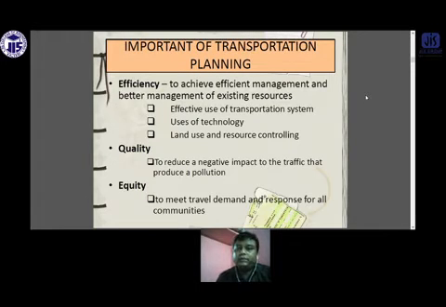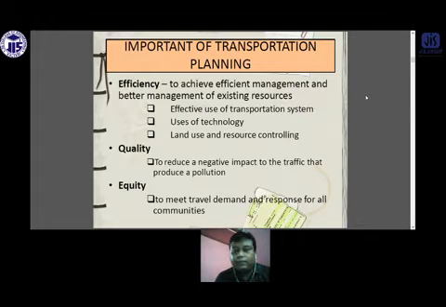So what is the importance of transportation planning? It is efficiency, because with proper planning the work will be done in an efficient way, achieving better management of existing resources. It means effective use of the transportation system, use of technology, land use and resource controlling. Quality: to reduce the negative impact of traffic that produces pollution. Pollution and accidents are the two major concerns in today's transportation segment, and with a proper transportation planning system, the quality aspect will be improved by reducing pollution and accidents.